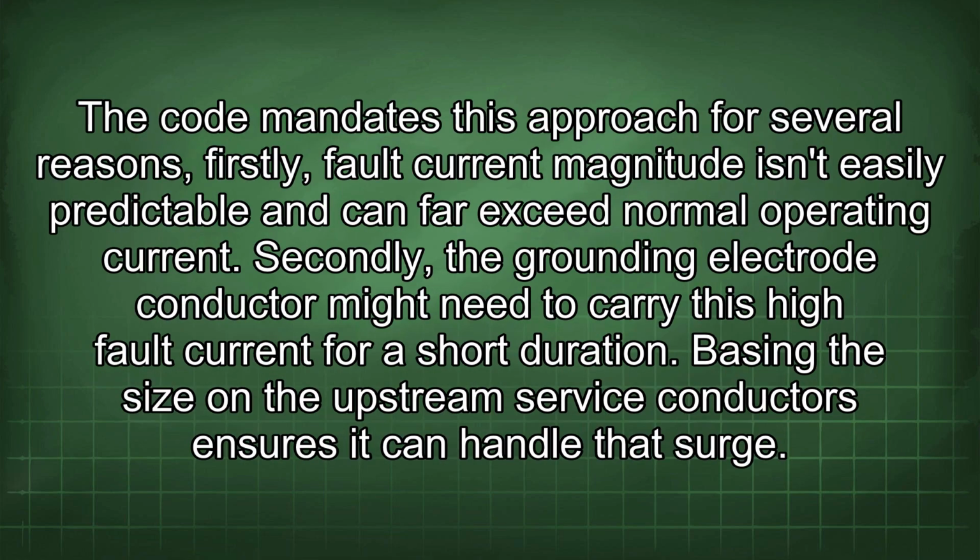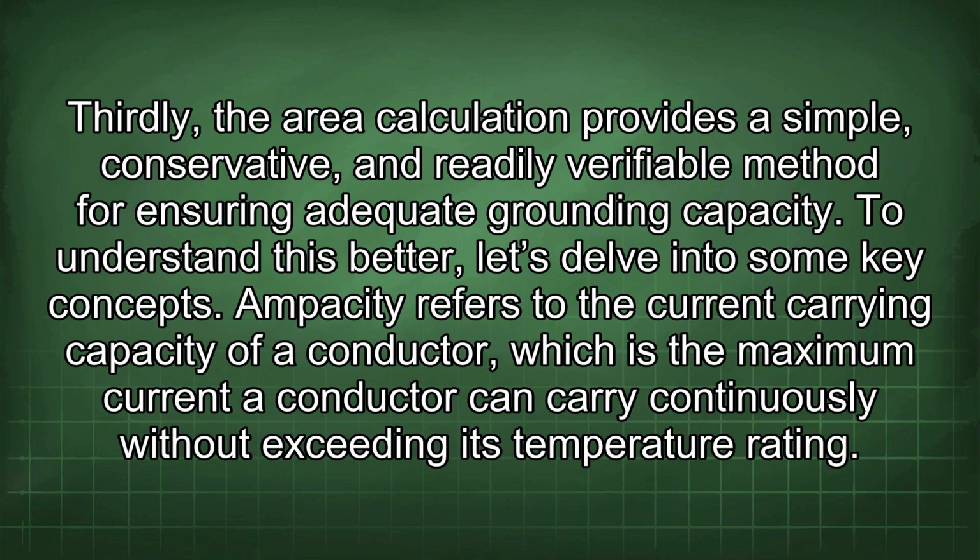The code mandates this approach for several reasons. Firstly, fault current magnitude isn't easily predictable and can far exceed normal operating current. Secondly, the grounding electrode conductor might need to carry this high fault current for a short duration. Basing the size on the upstream service conductors ensures it can handle that surge. Thirdly, the area calculation provides a simple, conservative, and readily verifiable method for ensuring adequate grounding capacity.